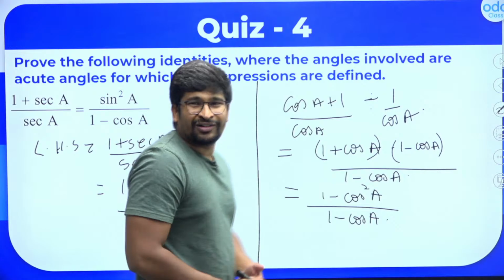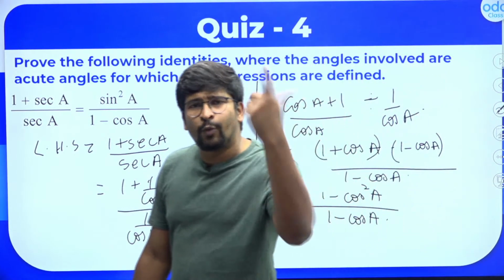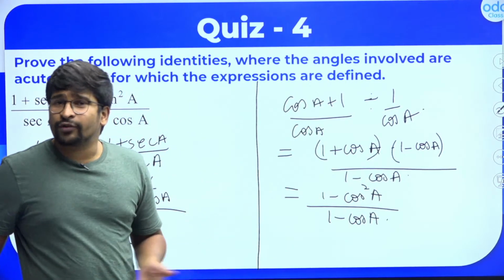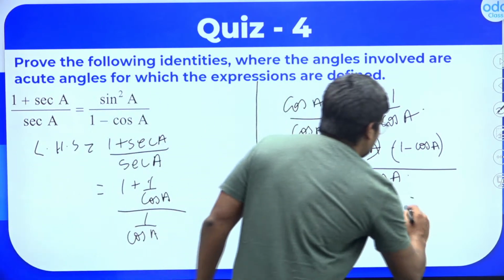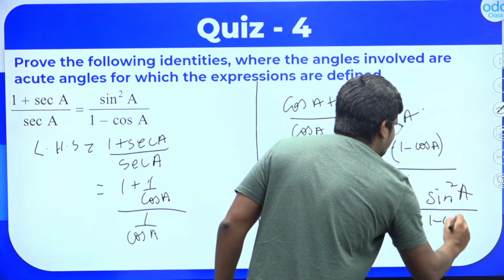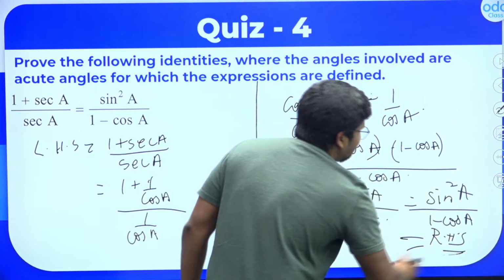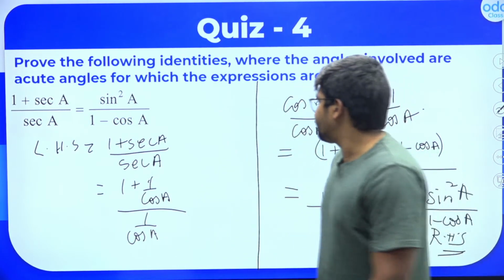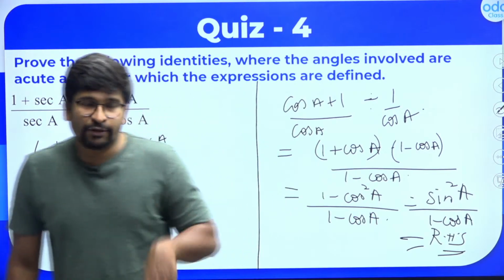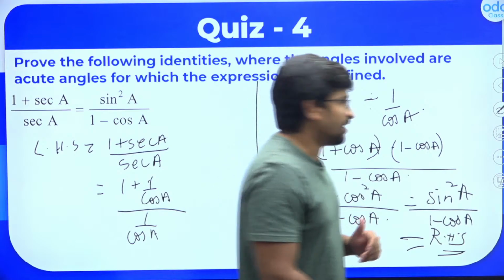And now just one more step. What is it? You know that sin square a plus cos square a is 1. So 1 minus cos square a is sin square a. So this is equal to sin square a whole divided by 1 minus cos a, which is equal to RHS. Hence, whatever was supposed to be proved is already proved. Correct? So LHS is equal to RHS. So it is sin square a divided by 1 minus cos a will be the answer here.